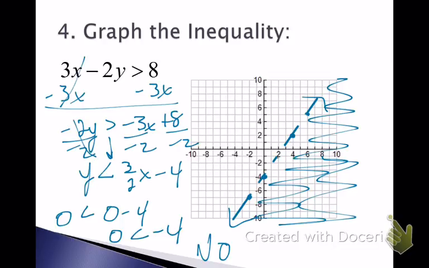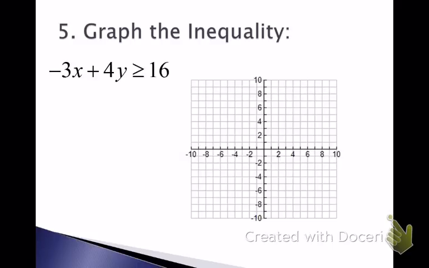Okay, did you come up with this? Okay, you get y by itself. Remember, you have to flip the inequality sign around because you divided by negative 2. You should get y is less than 3/2 x minus 4. Negative 4 is your y-intercept, 3/2 is your slope. And then when I checked 0, 0, it did not work. 0 is not less than negative 4, so I'm going to shade the other side away from 0, 0. And so we shade that. Okay? All right.